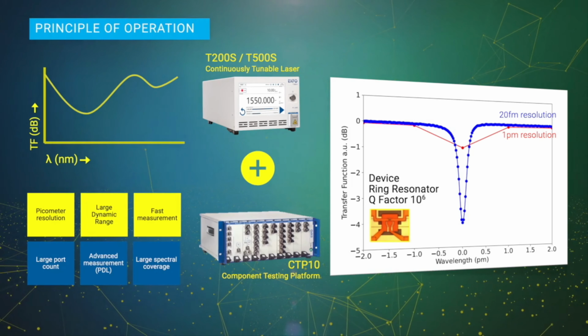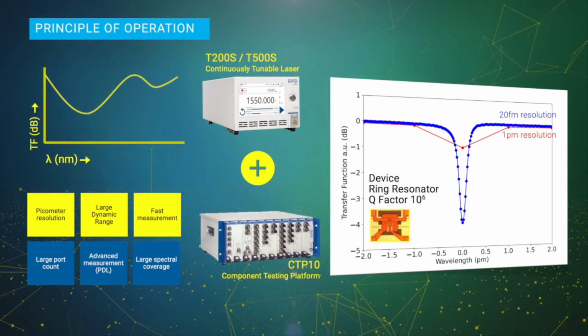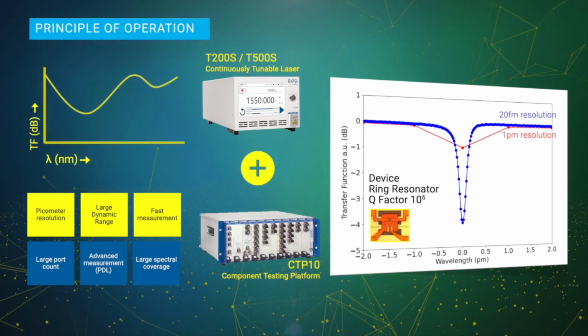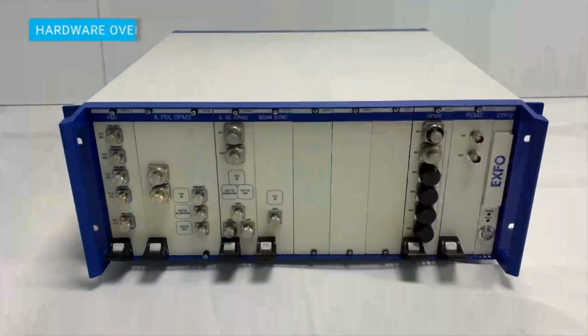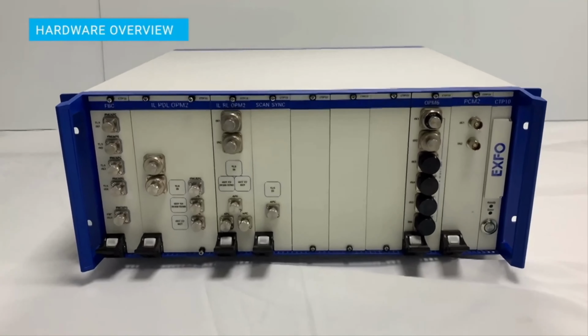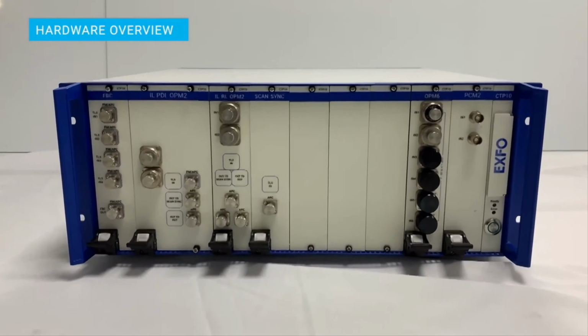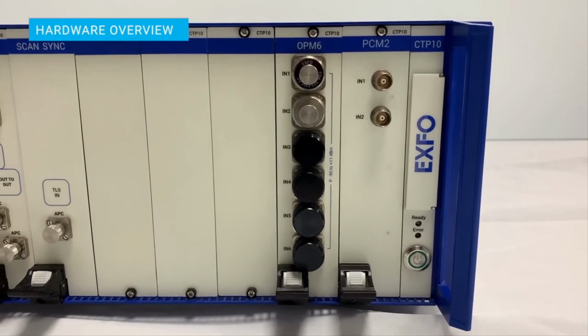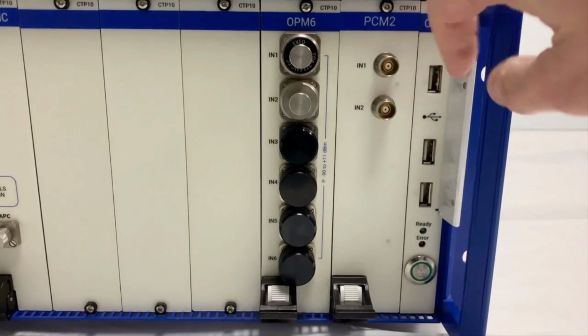The CTP10 operates with a tunable laser to provide high-quality spectral characterization of optical components. The CTP10 is composed of 10 slots that accommodate up to 10 modules. At the front end is the power on button and 3 accessible USBs.